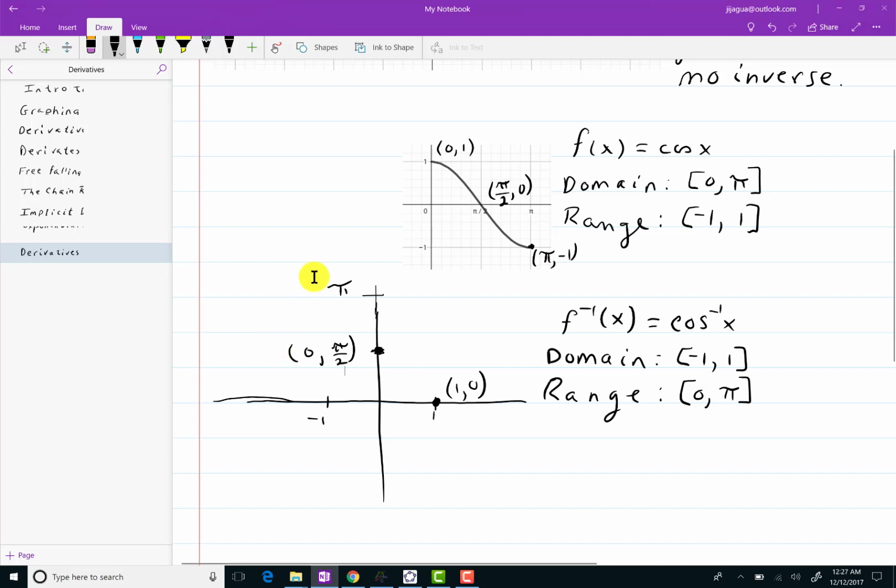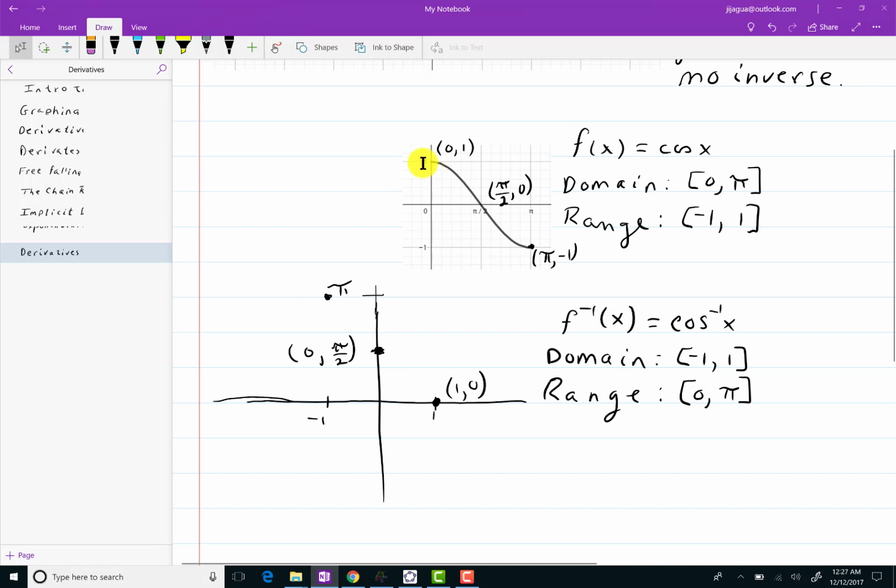And then finally, I had a point at pi, negative 1 on the original. So I will have a point of negative 1, pi on this graph. So negative 1, let me go up to pi. And now I need to connect these 3 points similar to how I have this, because the graph is going to have the same shape, it's just reflected.